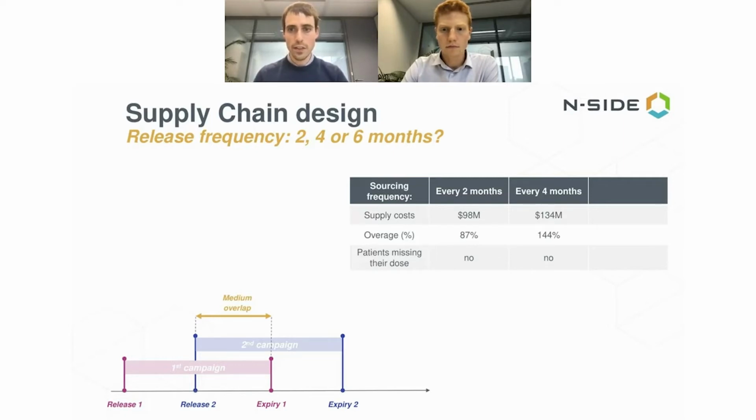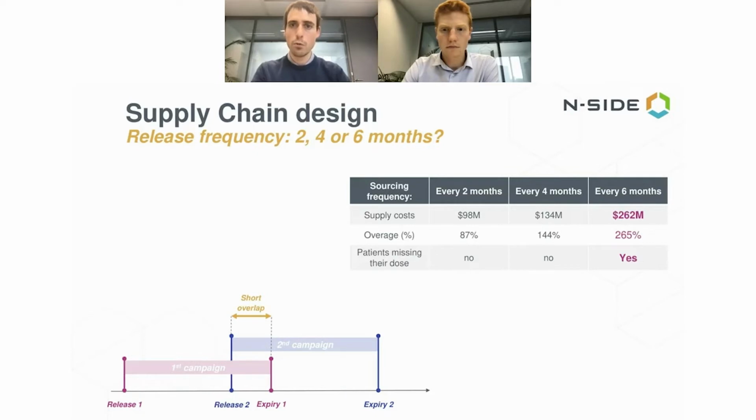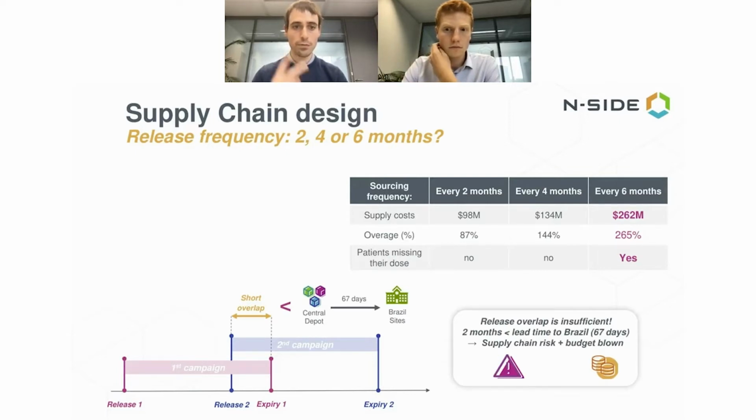And finally, we tested what if we would source only twice a year, every 6 months. Here we see that the supply cost and the overage goes up, but on top of that, we start to have patients missing their doses. So that's absolutely unacceptable. We absolutely want to avoid that, but there is a good reason why patients start missing their dose. Because with such a short overlap of 2 months, it would be shorter than the shipping lead times to reach some of those countries, such as Brazil.